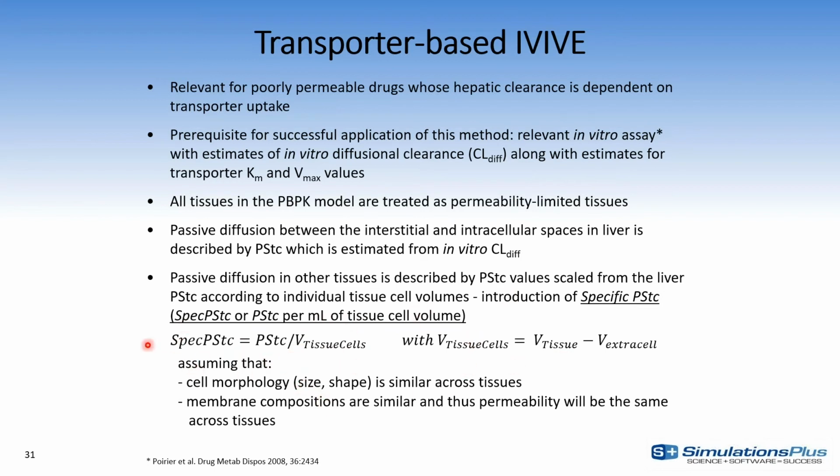But of course, there are some assumptions we are making here. The cell morphology, the size and the shape of the cells, are similar across tissues. And also the membrane compositions are similar, so that the permeability will only depend on the surface area or the volume of the cells.